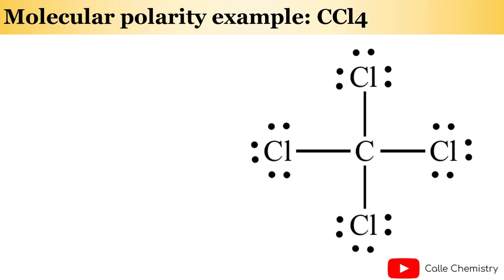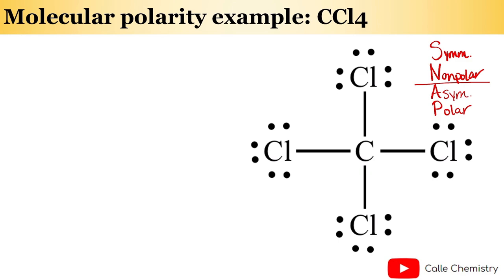Well, to take a look at it, we have this abbreviation that we are going to use. It's called SNAP. SNAP represents symmetrical is nonpolar molecule, while an asymmetrical molecule is a polar molecule.